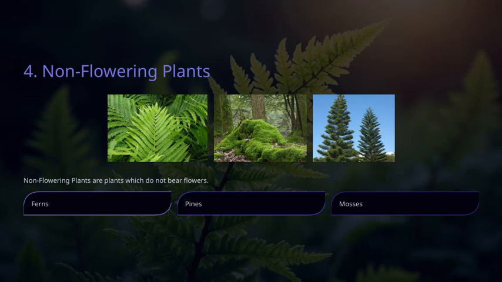Now let's take a look at non-flowering plants. These are plants that, as the name suggests, do not produce flowers. Instead of flowers, they have other ways of reproducing and thriving. Some common examples include ferns, pines, and mosses.